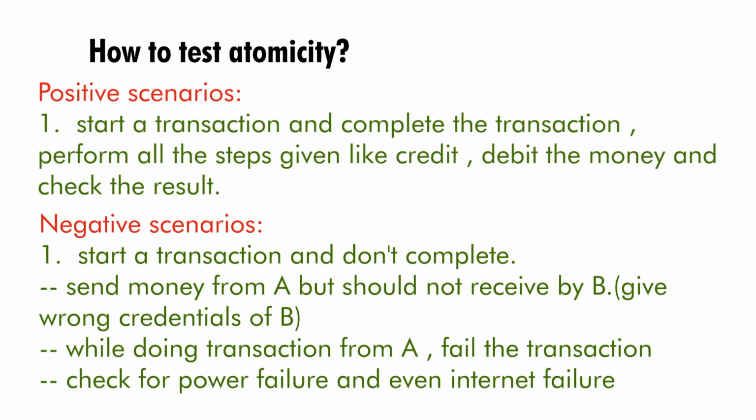Negative scenarios: start the transaction and don't complete it. Send money from A, but it should not be received by B. Give wrong credentials for B at that point. What else can you do? While doing the transaction from A, try to fail the transaction, and check power failure and even internet failure. In all these cases, if all the steps are handled properly, then your test cases have passed atomicity.